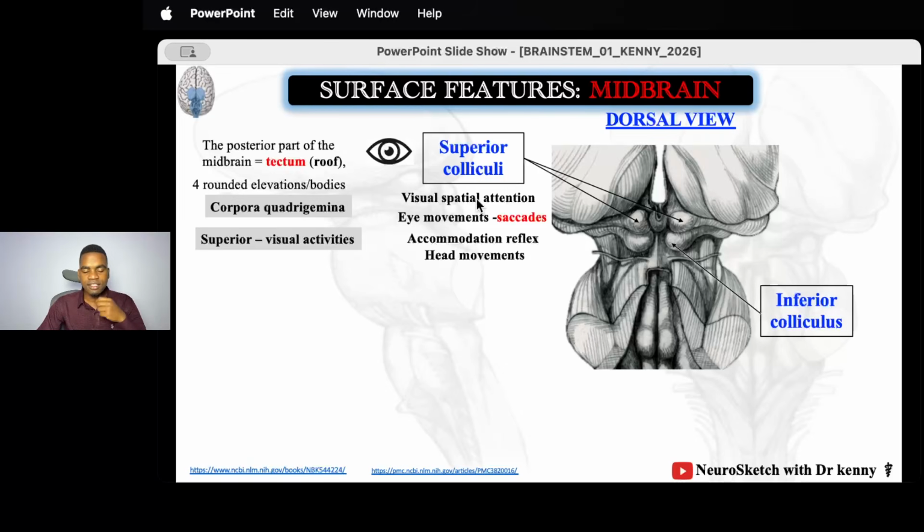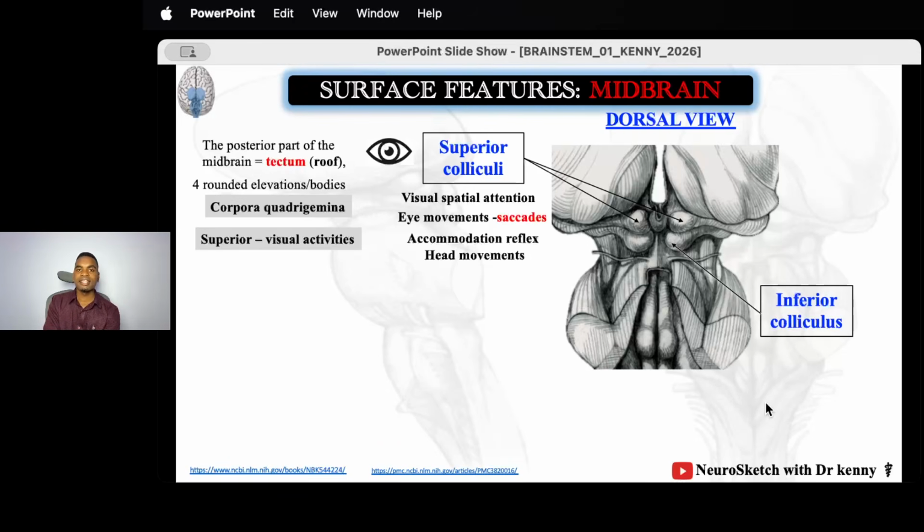We're going to talk about these at some point, but it's also dealing with eye movement, especially saccadic eye movement or saccades. We're going to talk also about this at some point, but it's also dealing with the accommodation reflex and head movement. Easy. Superior colliculi for vision. Yeah, vision.